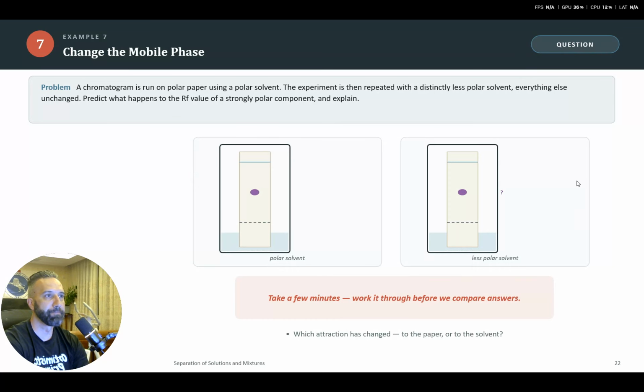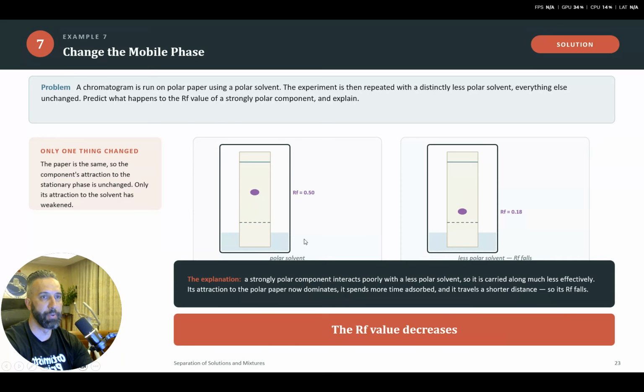Okay, take a look at this. So a polar solvent and a less polar solvent, and it says here that a strongly polar component interacts poorly with a less polar solvent. So it's very logical, right? If our dye is very polar, of course, it's going to go way higher with the polar solvent, with the polar mobile phase, right? And way less with a non-polar or less polar mobile phase.